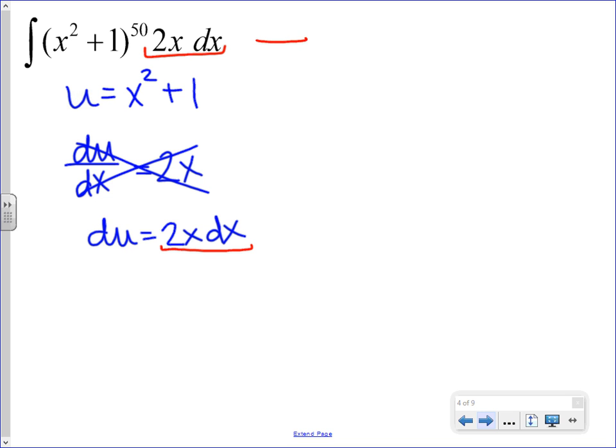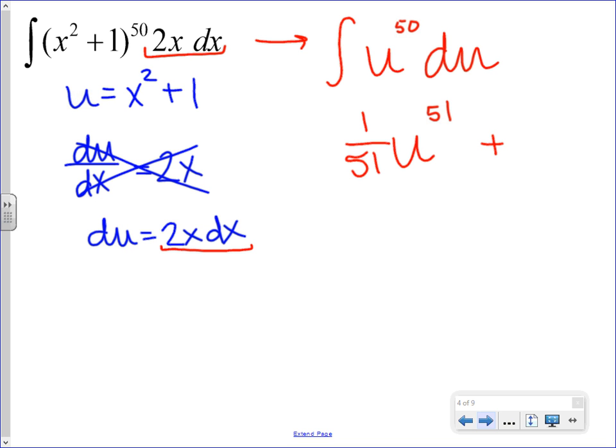This becomes the integral. X squared plus 1 is now u, and it's raised to the 50th power. 2x dx, well, that just is du. So we have the integral of u to the 50th du. That worked out pretty nice, didn't it? Okay, power rule. When we take the antiderivative, this becomes u to the 51st times 1 over 51.